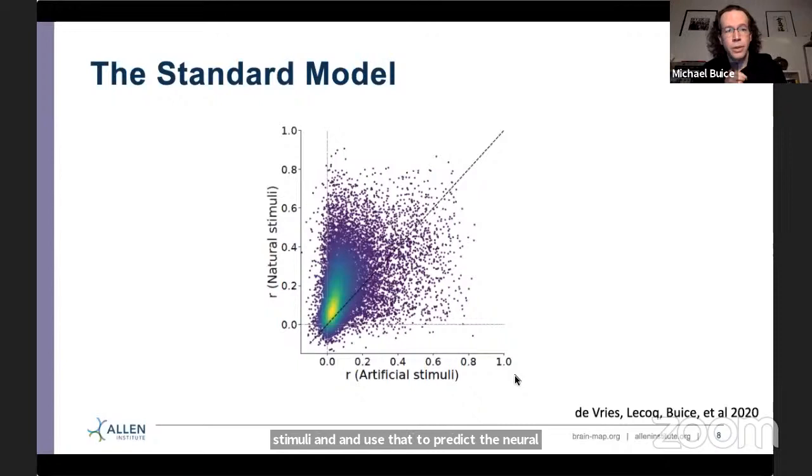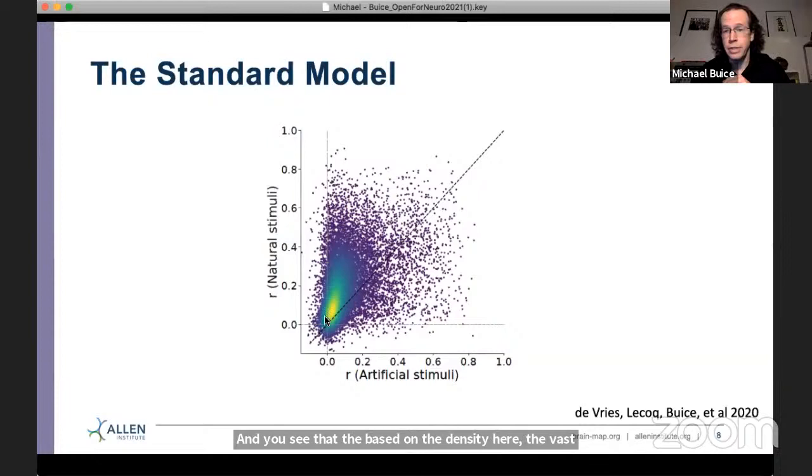So the results over the majority of the data set are plotted here, where what I've plotted is the cross-validated prediction. On the vertical axis, you have the models that were trained and tested on natural stimuli, and on the horizontal axis, the models that were trained and tested on artificial stimuli. Again, this is the cross-validated correlation of the model prediction versus the actual neural response. Based on the density here, the vast majority of cells are way down here at a correlation of zero. In fact, if you just look at natural stimuli alone, it's something like 2% of the cells that have a correlation value above 0.5.